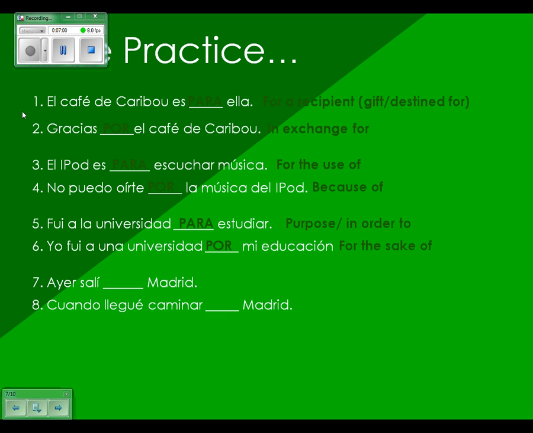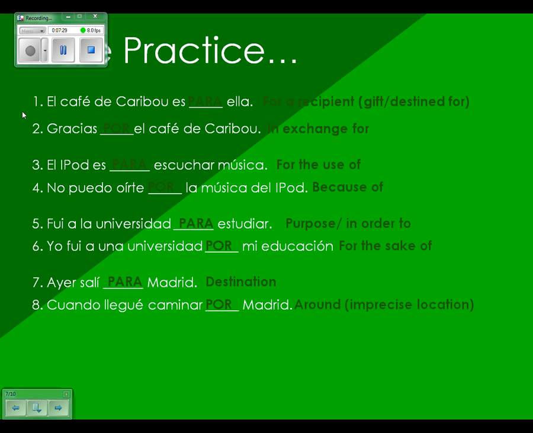7. Ayer salí blank Madrid. Para Madrid because it is a destination. Yesterday I left for Madrid. 8. Cuando llegué, caminar blank Madrid. This is por Madrid because it is a round or imprecise location. When I arrive, I walk around Madrid. Great indicators for these are the verbs in the sentence, knowing that leaving, salir, is for a destination and walking, caminar, is usually to describe an imprecise location.